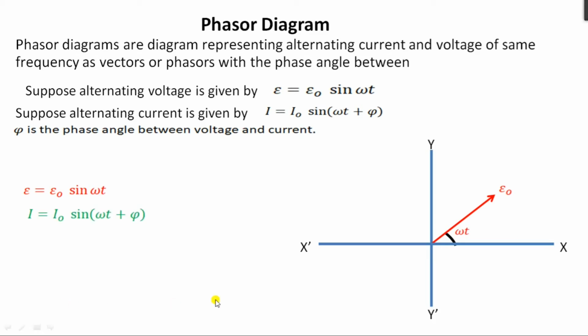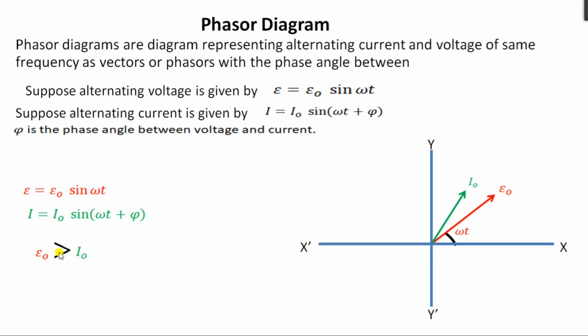Now I have to draw the vector for current. Current is given by I = I0 sin(ωt + φ), and here you can see the angle of current is greater than the angle of voltage, because for voltage it is ωt and for current it is ωt plus φ. And suppose our voltage is greater than the current, so I'll draw one vector here. You can see the length is a little shorter because I'm considering the magnitude of current is less than the magnitude of voltage.